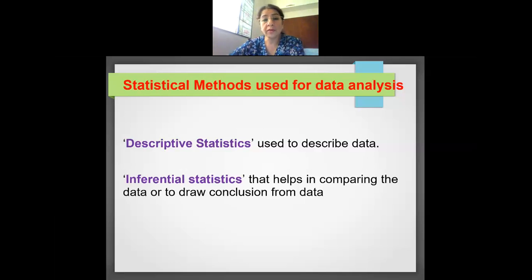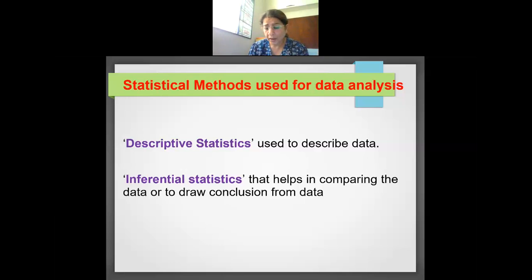Now let's talk about statistical methods used for data analysis. When we talk about statistical methods, we can have two different kinds of methods applied on the data. One is descriptive statistics, another one is inferential statistics. Descriptive statistics is used to describe the data, and inferential statistics helps you to draw conclusions from the data. Descriptive statistics has different techniques, and inferential statistics also has techniques available which help you to draw the conclusion from the data.